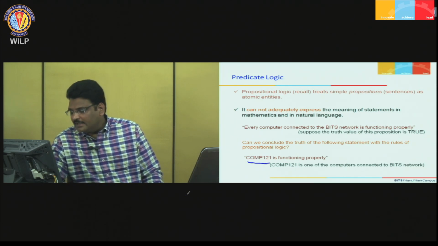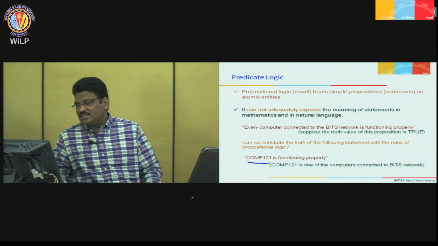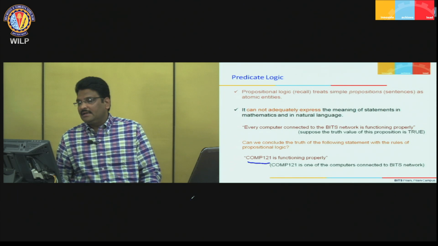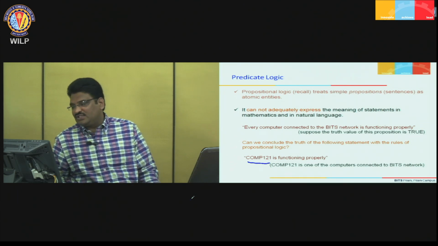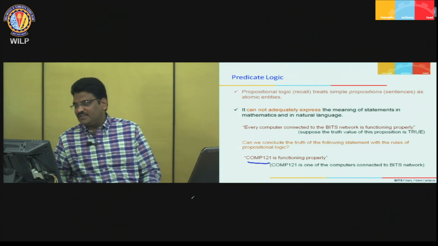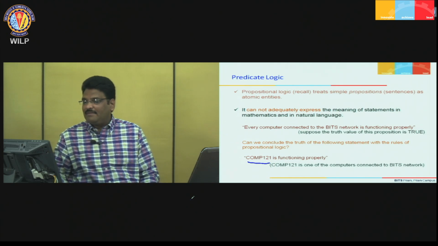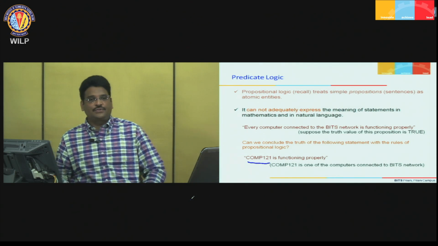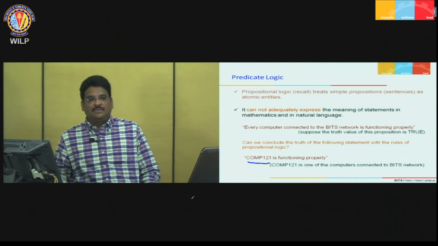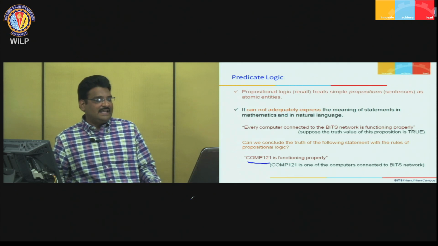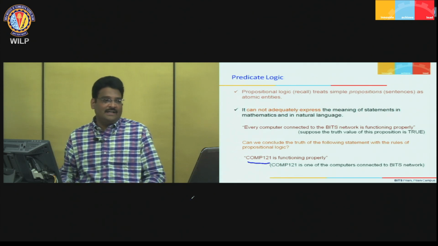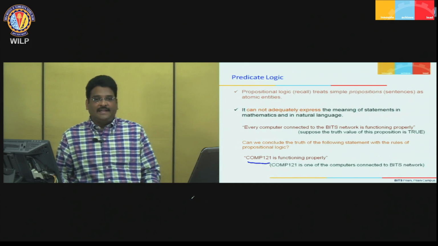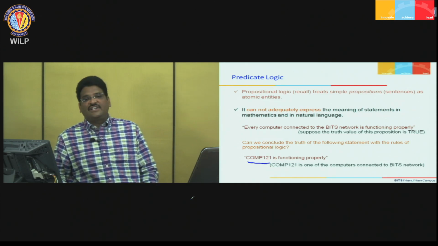Then let us look at another proposition. COMP121 is another computer which is there in the BITS network, and I am saying its truth value is true: COMP121 is functioning properly. This is another proposition and its truth value is true. Now we have two propositions. Earlier one, every computer connected to BITS network is functioning properly. Another proposition, COMP121 is functioning properly.